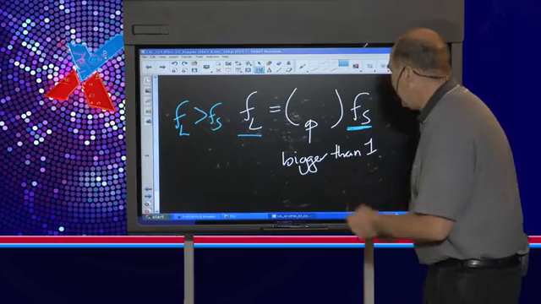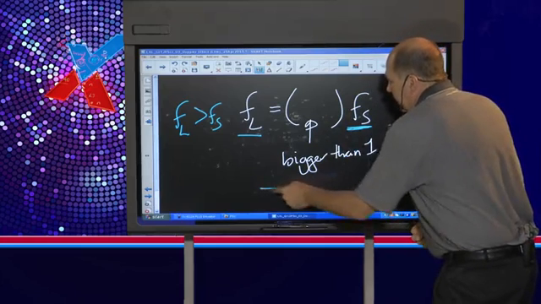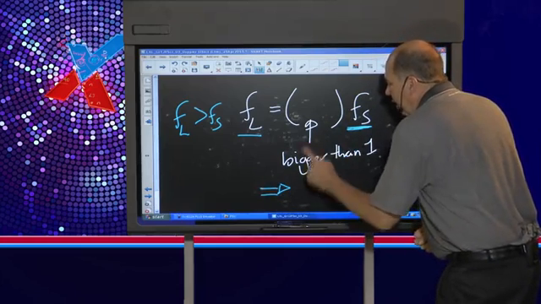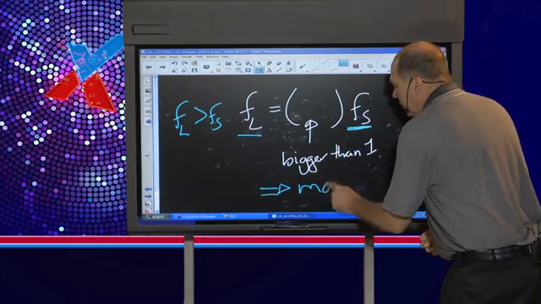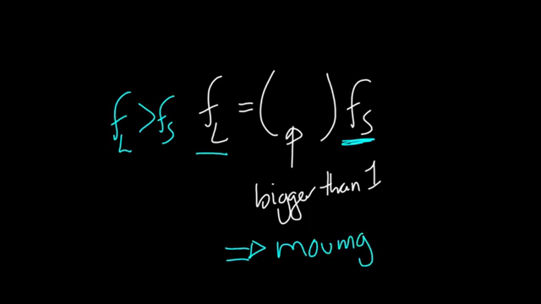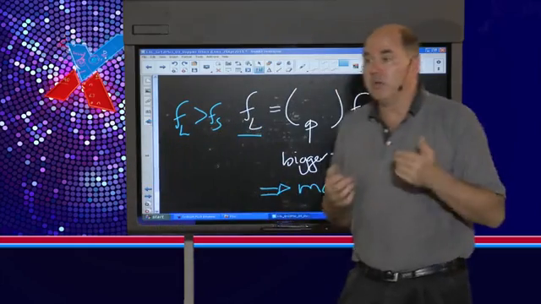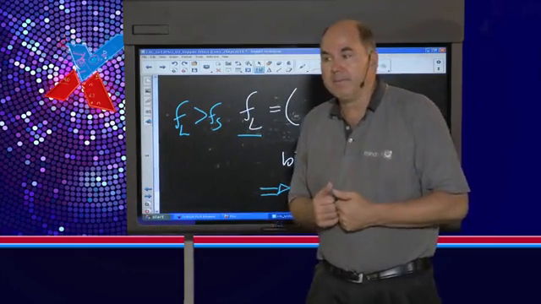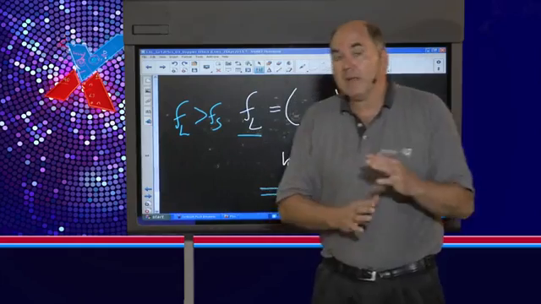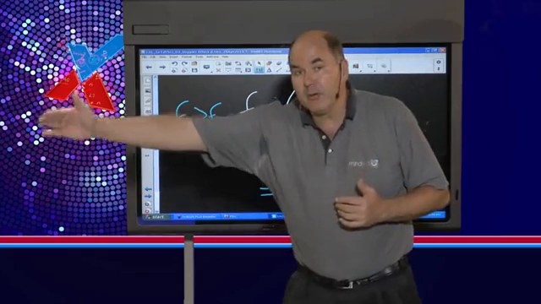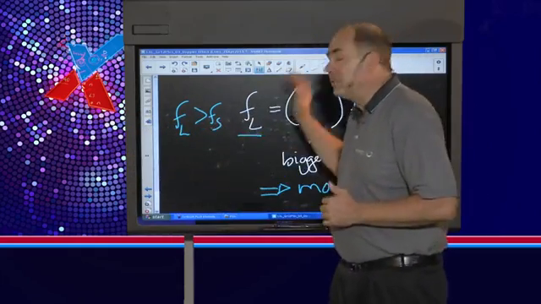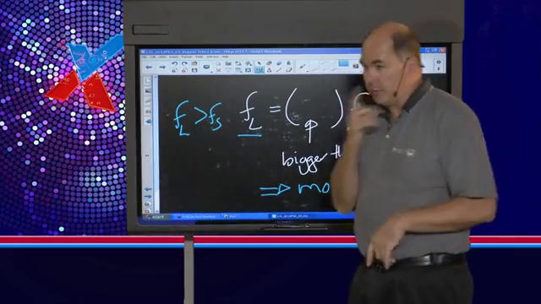Okay? What is that telling me? If that bit in brackets is bigger than 1, then it tells me that the object is moving towards the source. Either the listener or the observer is moving towards the source, or the source is moving towards the observer. Okay? Smaller, then it's going to be the other way. Then the observed frequency is going to be smaller. It's going to be redshifted.